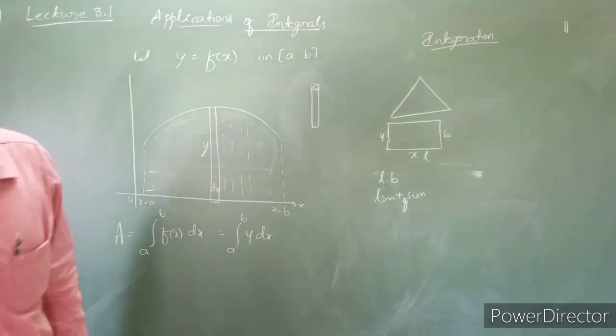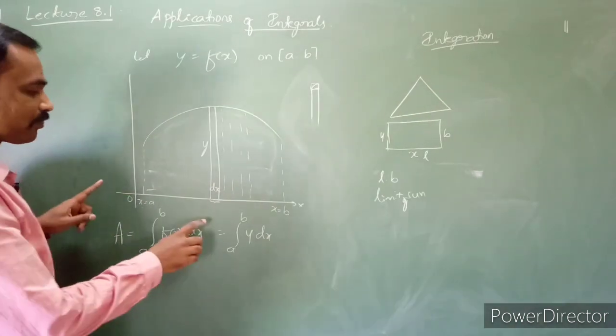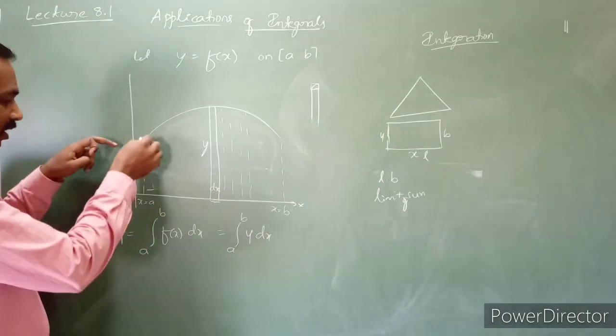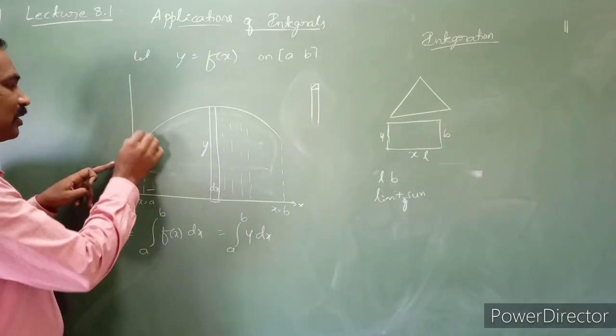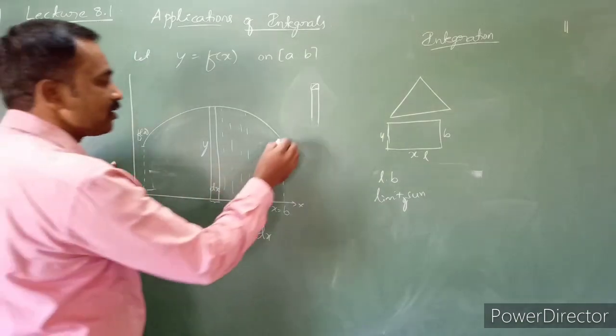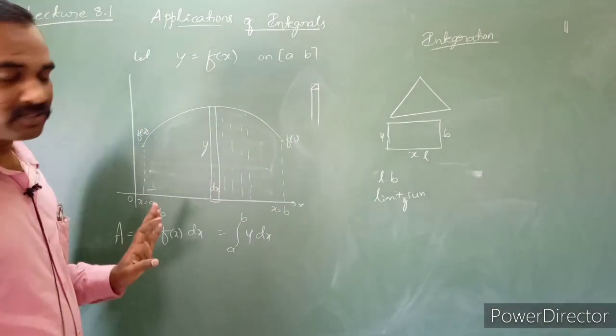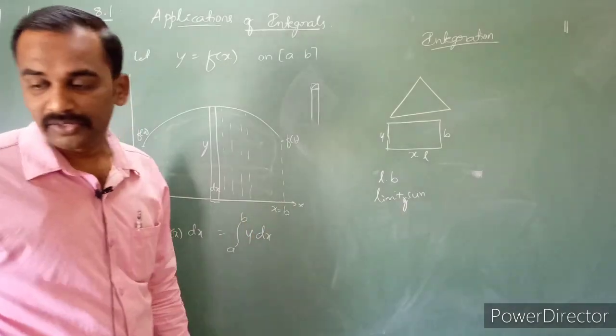Next, here y is nothing but the height, and dx is nothing but the width. So x is equal to a gives f of a, and this gives f of b. So x is equal to a and x is equal to b.